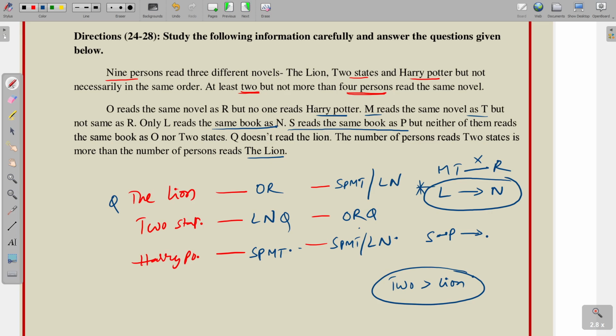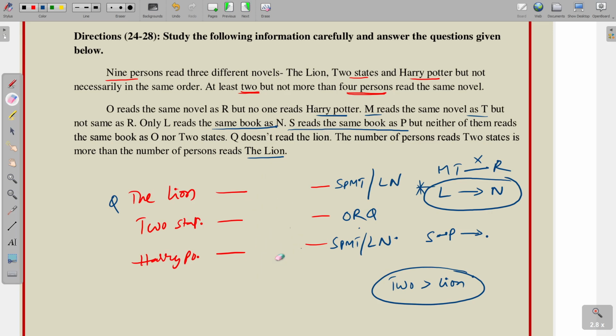Okay, so maybe O and R. O read same novel as R, but so ekkado manaki ikkada mistake ayindi. O read same novel as R, but no one read Harry Potter. And also M read same novel as T, but not same as R, only L with N. And next S read same book as P, but neither of them read book O or 2 States. So this possibility is not correct.